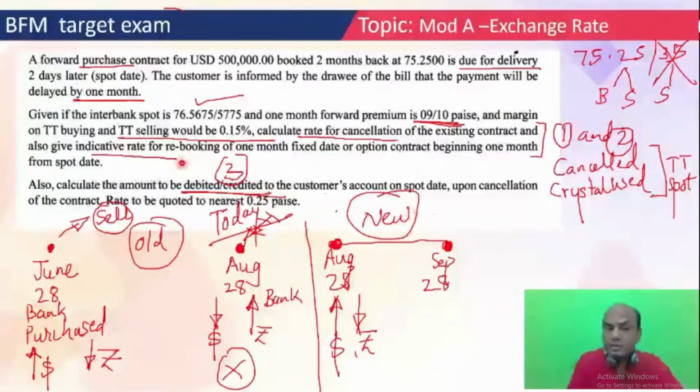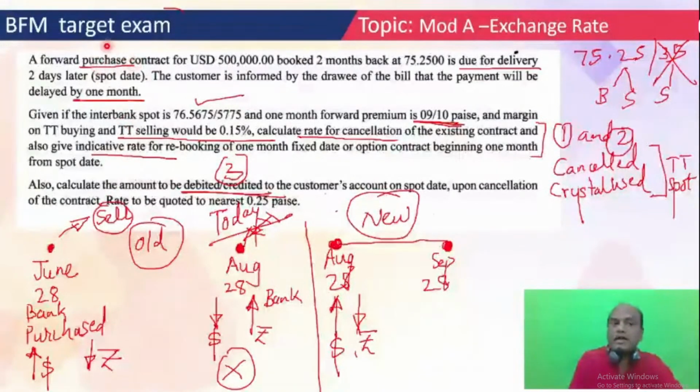So this problem contains two parts. One is cancellation of old contract and booking of new contract. Okay. Got the final logic of this? So, cancellation of old contract. Firstly, for cancelling the old contract, you must know what had happened in that old contract. What was done?